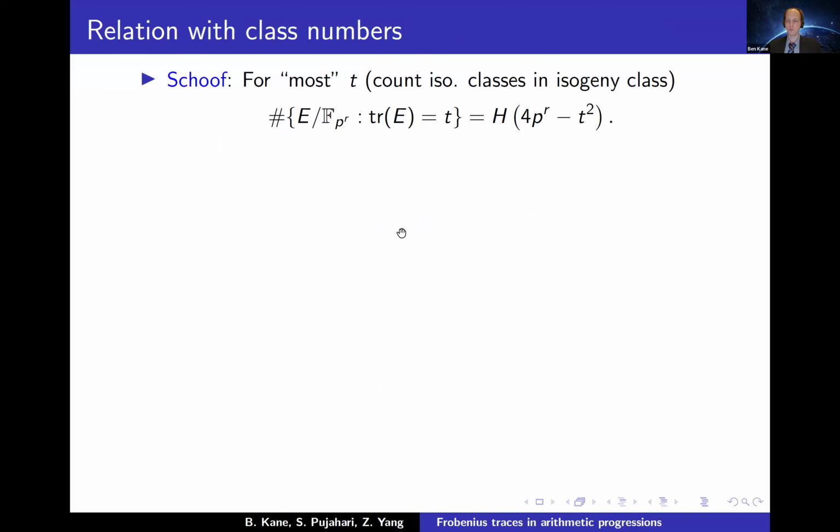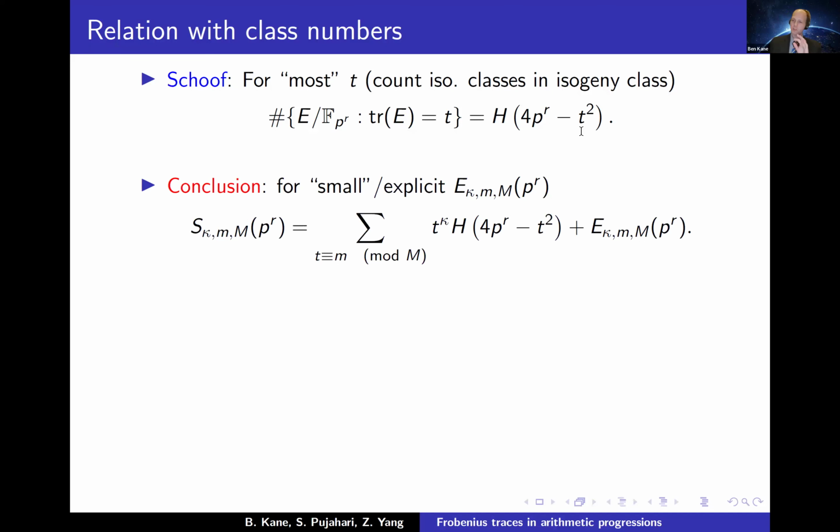It turns out that the number of elliptic curves with that trace is usually, I'll say usually because there's some bad isogeny classes, equal to this number h of 4 p to the r minus t squared, and then the trace is t for that isogeny class. So we just get t to the kappa. That was exactly, this sum is over the t's to the power kappa, and the number of times that t shows up is the number of elliptic curves where the trace is equal to t. So we can use Schoof's work to conclude that essentially most of the time we get exactly this sum.